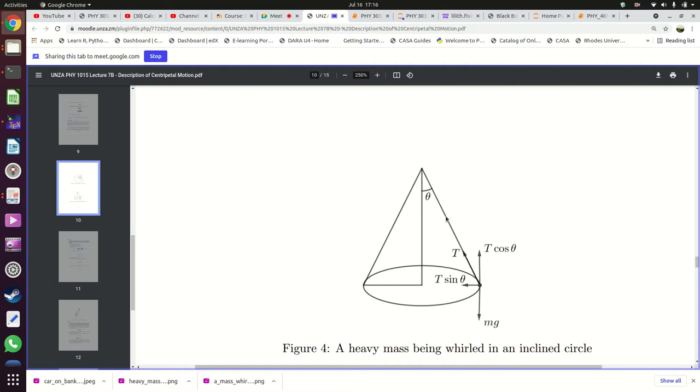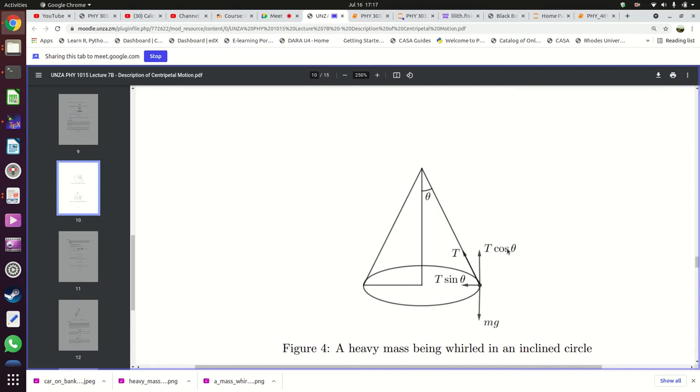So you might end up having a situation where this is a rope where the tension is acting, and this object has its weight pointing down. The force which is keeping the object in a circular path is not completely the tensile force, but it is the X component of the tensile force. If the rope makes an angle theta with the vertical, then the horizontal component of this tension is going to be T sine theta, and the vertical component is going to be T cos theta.